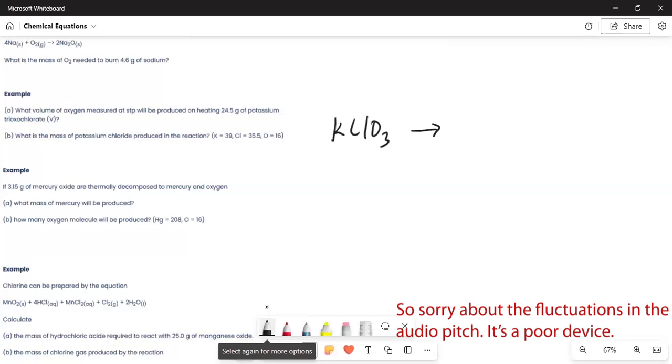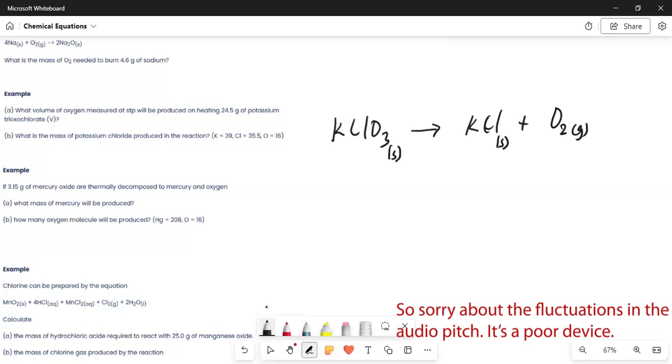So heating up this potassium trioxochlorate(V) will give us potassium chloride and oxygen. Okay, the equation is not balanced. On the left hand side, we have 3 atoms of oxygen. On the right, we have 2. So how do we balance that?